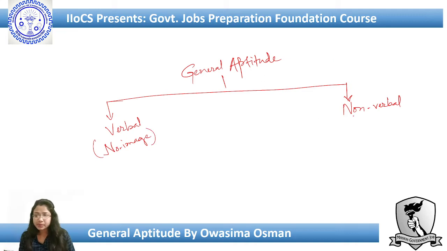And what is the non-verbal part? In the non-verbal part, an image will be available, and they will provide you the image, and on the basis of that image you have to solve the question. So in the non-verbal part there is an image available.